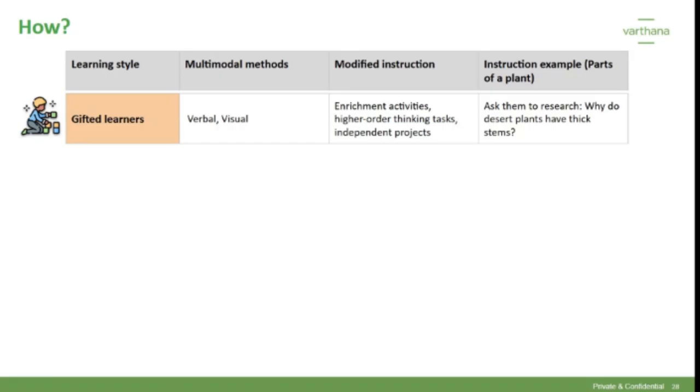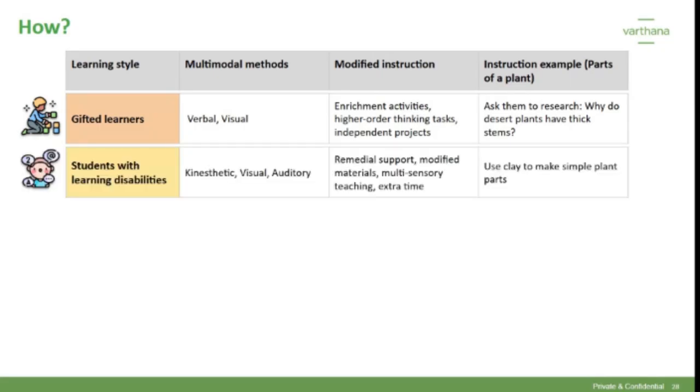And then how you can do it through the parts of a plant example. Maybe you can ask these students to research about why desert plants have thick stems. Maybe this concept is not there in the lesson you're teaching. You can give them something out of the textbook and ask them to research. So when they come back with this research, they'll be very enthusiastic in presenting their research report to the class, and that will keep them engaged in the classroom.